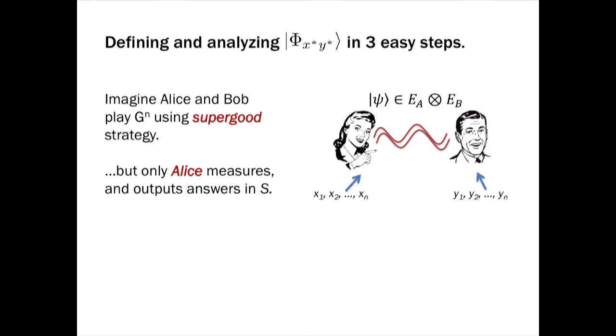So imagine that Alice and Bob play this repeated game using this super good strategy that we assumed. Okay, so they start with this entangled state. It lives in this space E sub A, tensor E sub B. And Alice gets all these questions, and Bob gets all these questions. But let's imagine for the moment that Bob actually just holds off on his measurement. He doesn't apply his POVM, and only Alice measures. Okay? So she measures, and she generates her answers only for the rounds in S. So she only cares about her answers for the S coordinates.